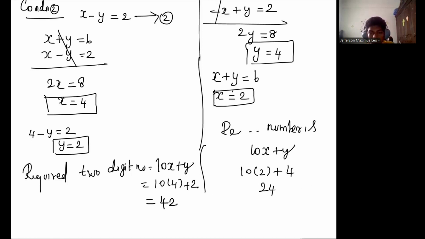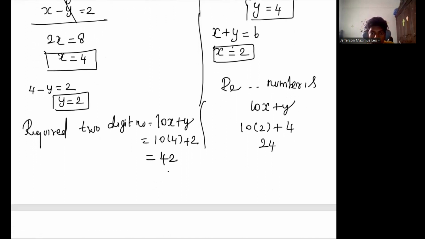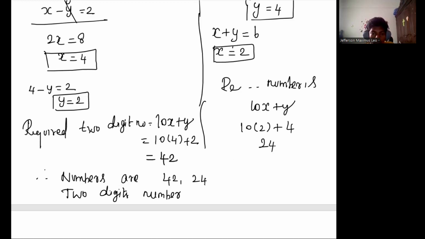So here two things are being asked: what is the two-digit number and how many numbers are possible. Therefore, the numbers are either 42 or 24. The two numbers exist.